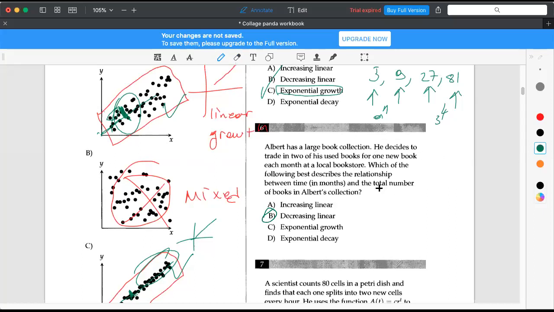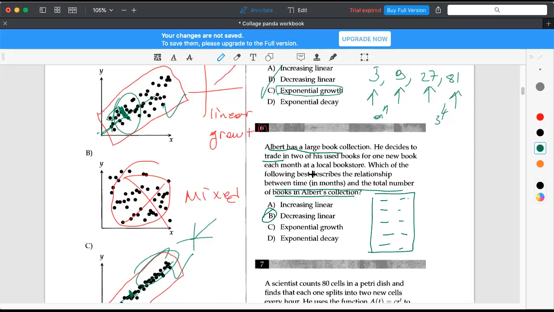Why is the answer B? Is it clear? Do we need explanation? Time is passing, number of books is decreasing. Okay, let me explain one more time. Albert has a large book collection. So someone has a book collection. So this is our library, for example. In the library, there are books. Now it says that he decides to trade in, to trade, you know, to sell, let's say.